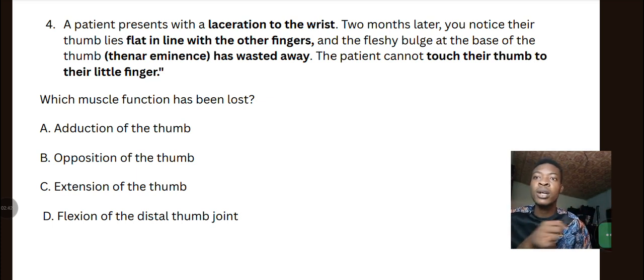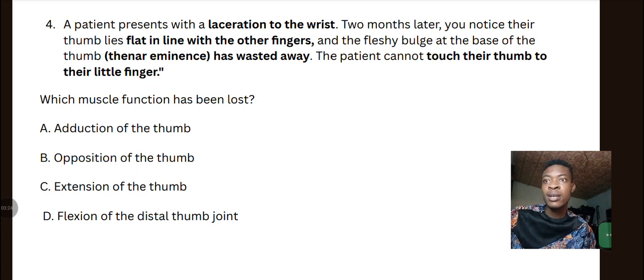The flexion of the distal thumb joint. Now, this one particularly is caused by the flexor pollicis longus, which is different from brevis. Brevis is short, longus is long, so they are 2 different things. The laceration occurred after the nerve had supplied the flexor pollicis longus, and the nerve supplying it is actually the anterior interosseous branch of the median nerve.